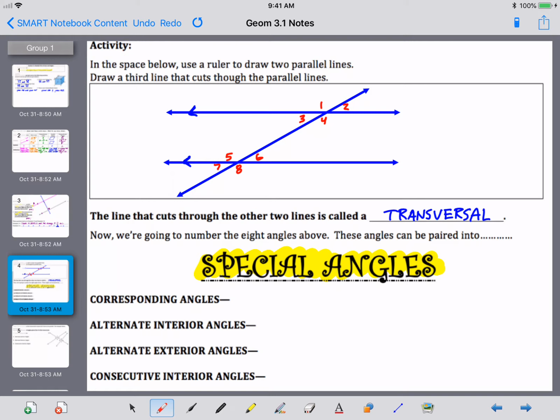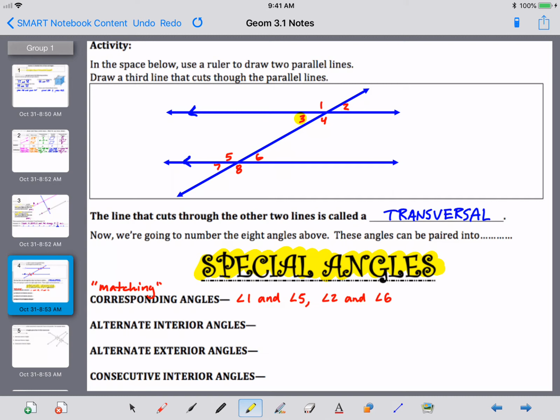Corresponding angles, I think of corresponding as matching angles. So that would be ones that are in the same position, like angle 1 and angle 5. Or if we look at angle 2, it matches with angle 6. You can see they're in the same position. Okay.